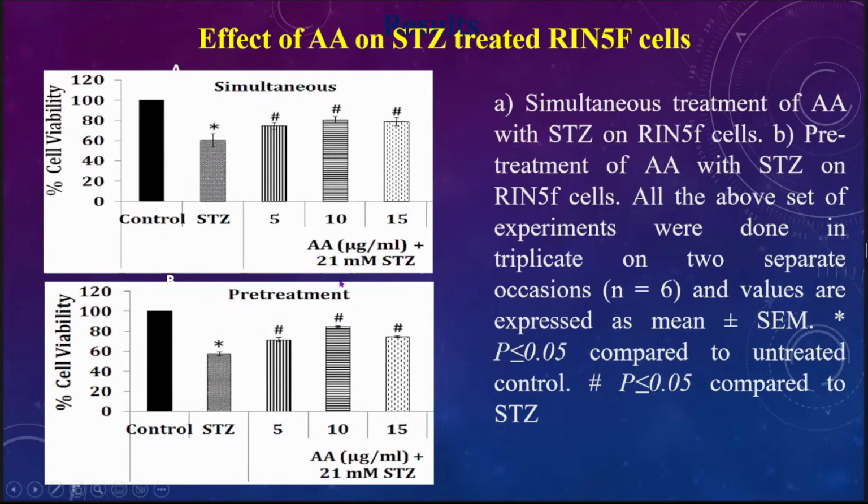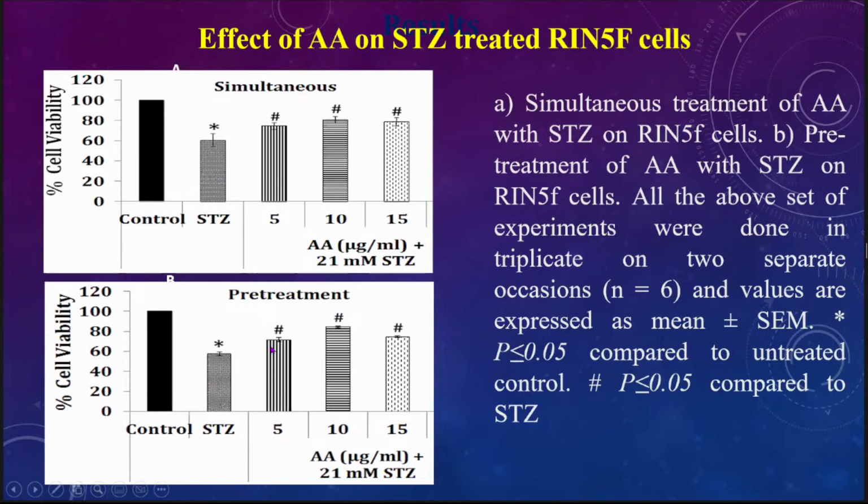Then we repeated this study using streptozotocin, which is also another pancreatic beta cell toxic chemical. And we found that streptozotocin also decreases the viability of the RIN cells. And when you add arachidonic acid at different concentrations, it is able to increase their survival. So this suggests that arachidonic acid is cytoprotective both against alloxan and streptozotocin.